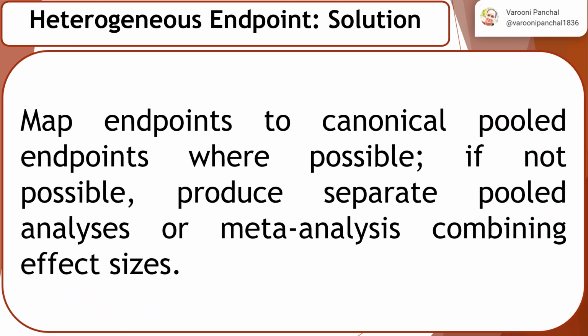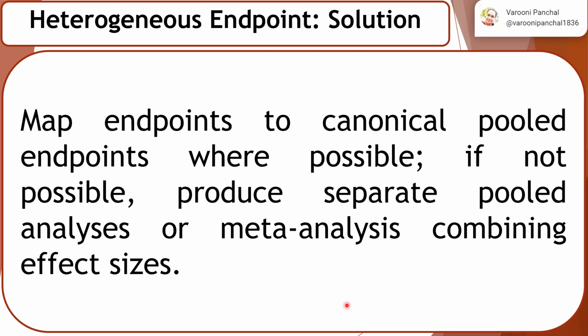Now the solution here is to map endpoints to canonical pooled endpoints wherever possible. If not possible, produce separate pooled analysis or meta-analysis combining effect sizes. Now as and when you consider, say for example, responder, not responder, if you convert to 0 or 1, or 1 or 2 numeric variables and then you do the analysis, if it is giving you meaningful analysis after converting that to numeric variables, you can go ahead.